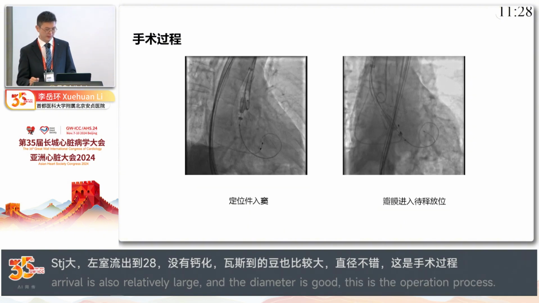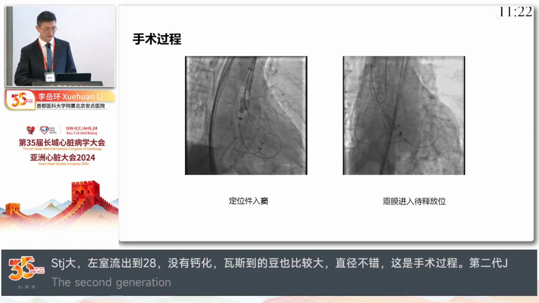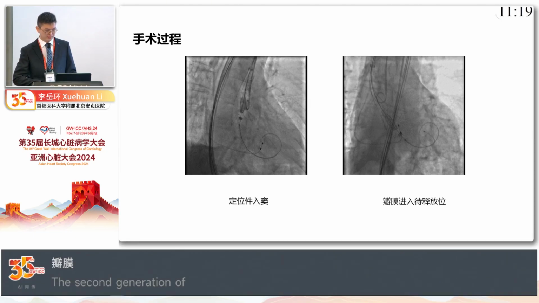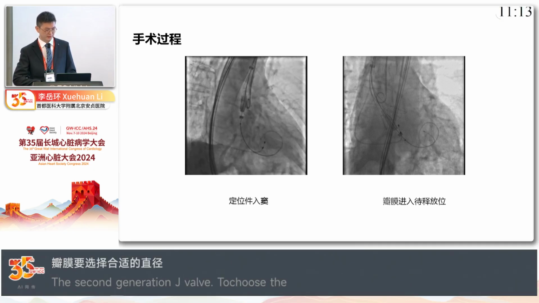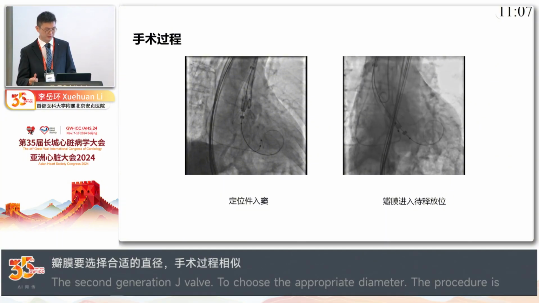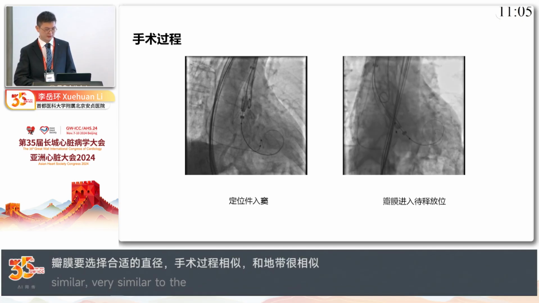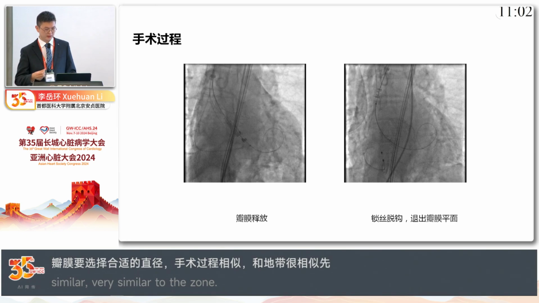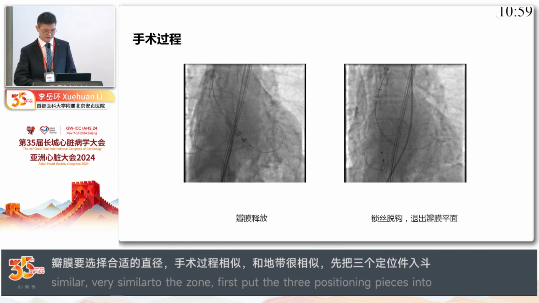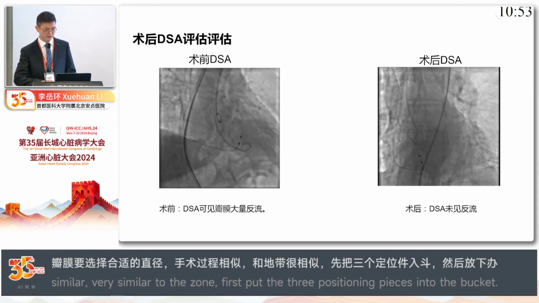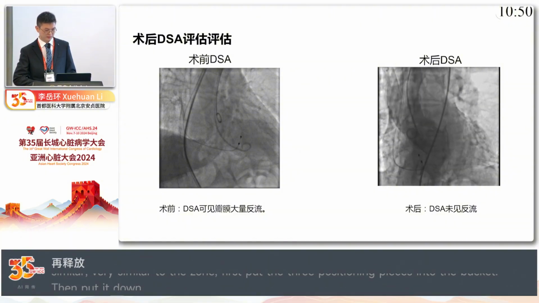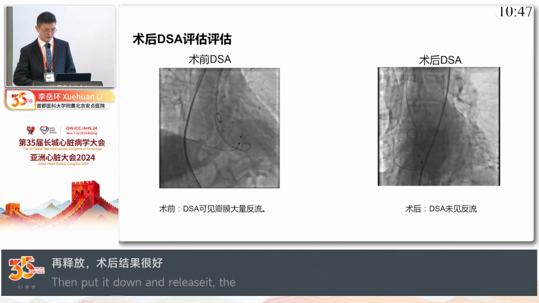For the second generation of the J valve, we may choose based on the diameter of the femoral. The process is similar to the first generation. We put the 3 grippers in the sinus, then lower the stent valve, and then release. The result is very good. This is the post-operation result.